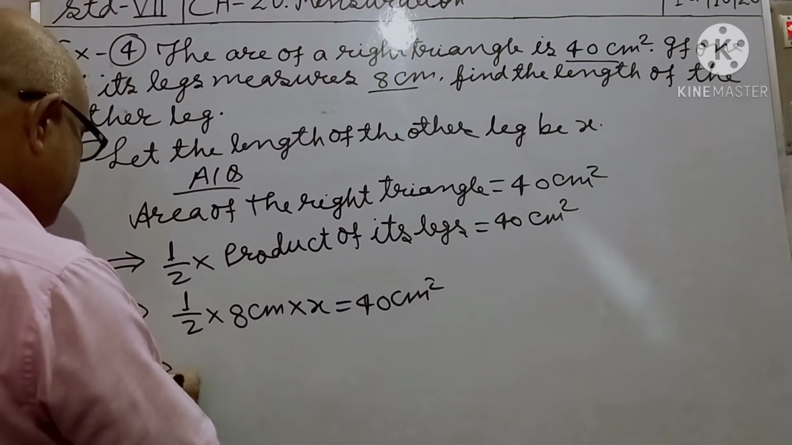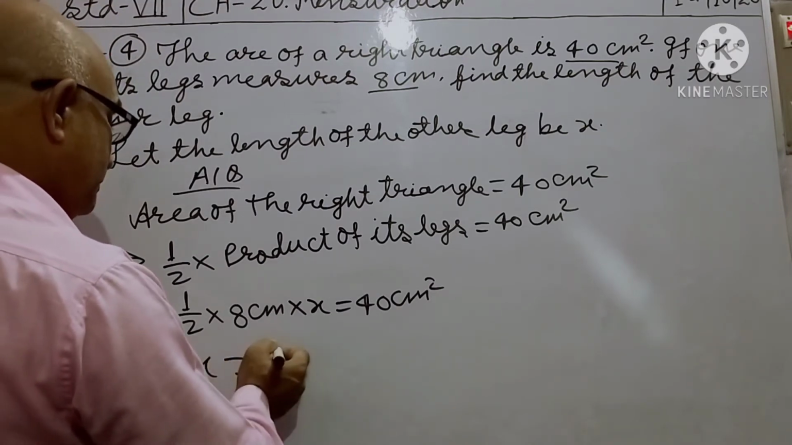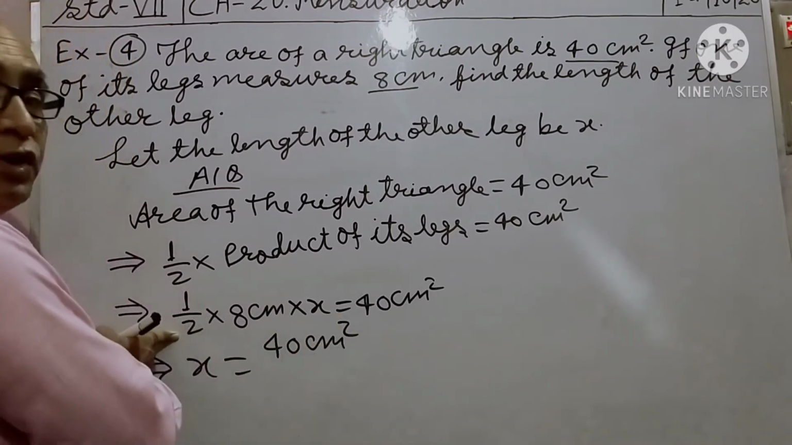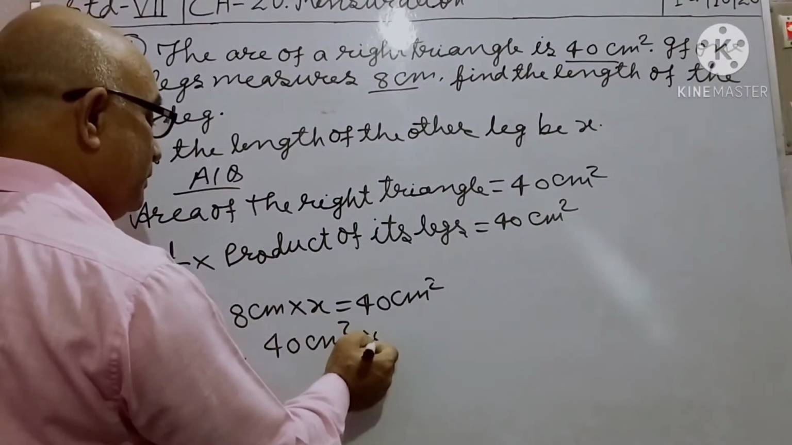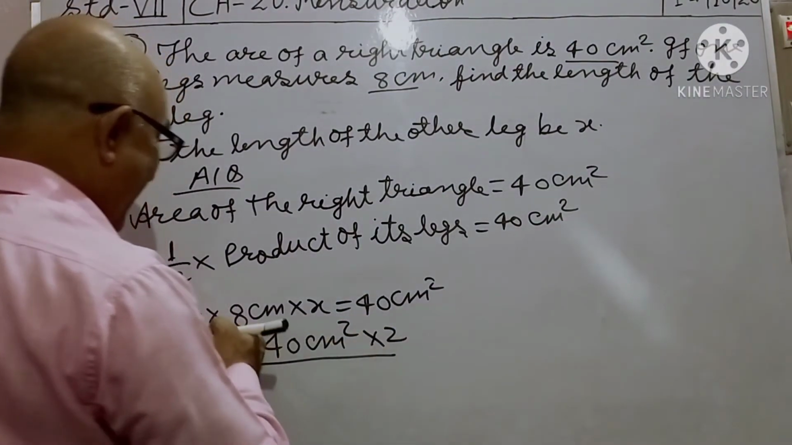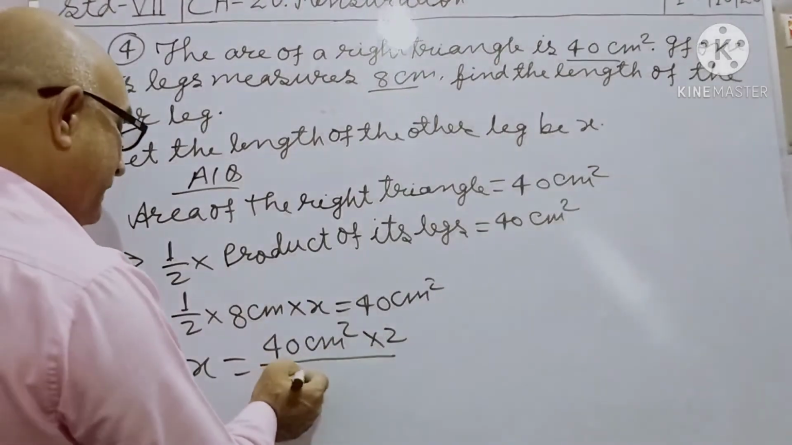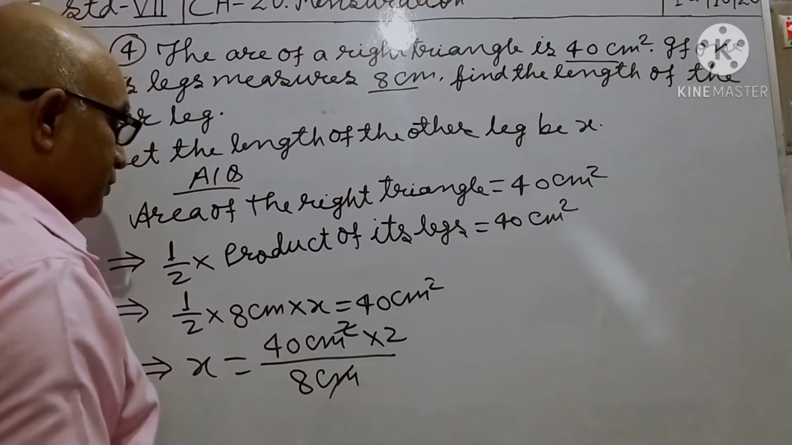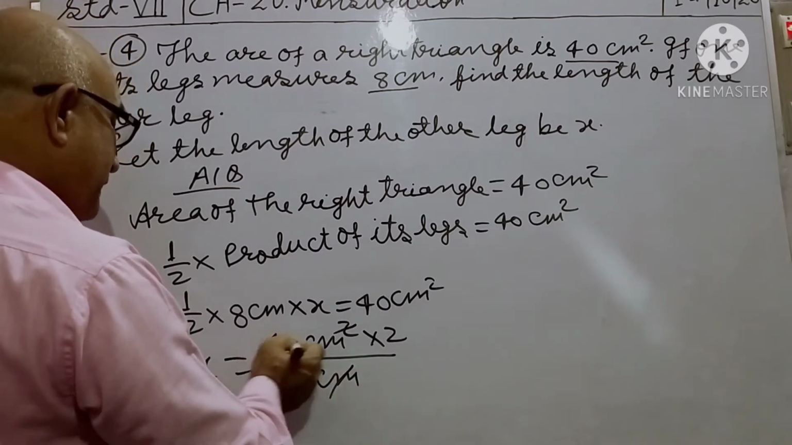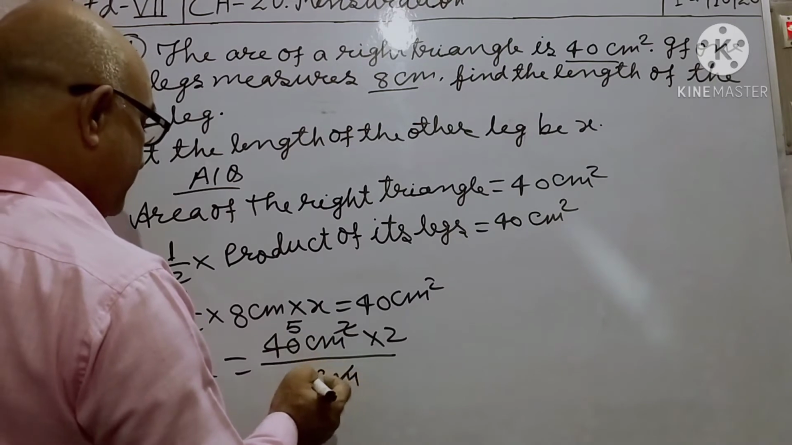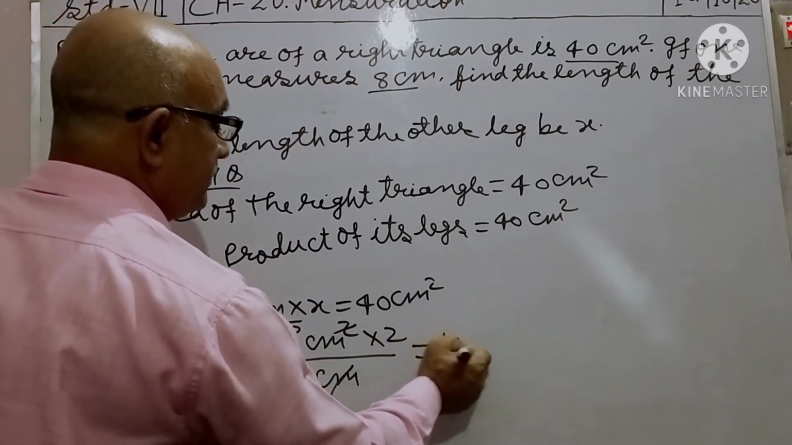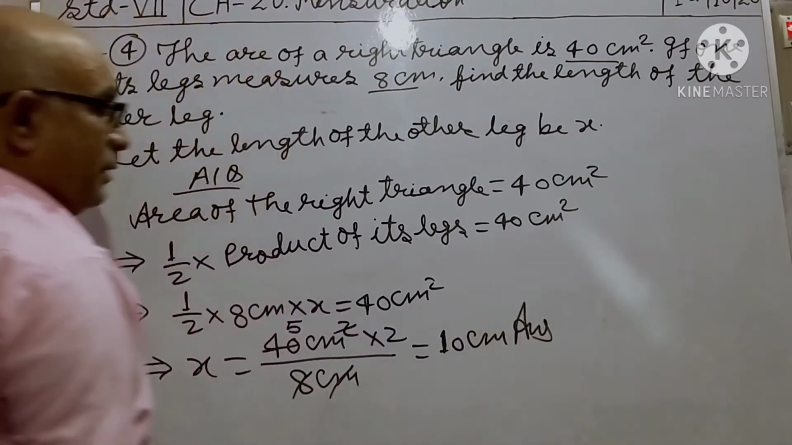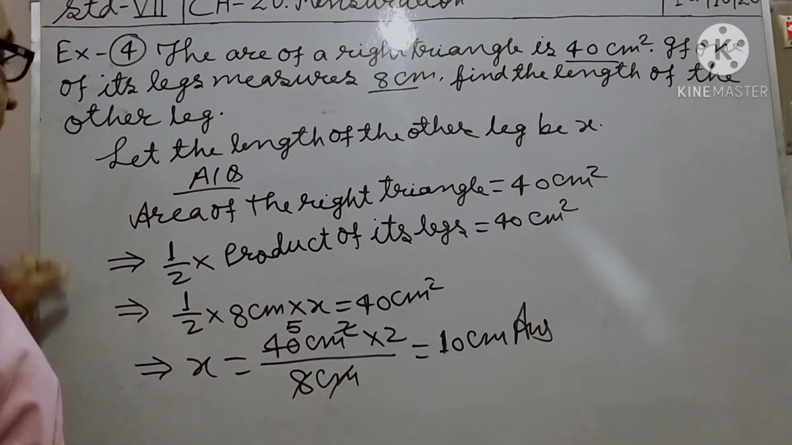That implies x equal to 40 cm square. Here 2 is divided, by transposition change into multiply, and 8 cm is multiply here, by transposition change it into divide. Cm cancel to cm square. 8 5 are 40 and 5 2 are 10 cm. Answer of this question. Students, understand and write it.